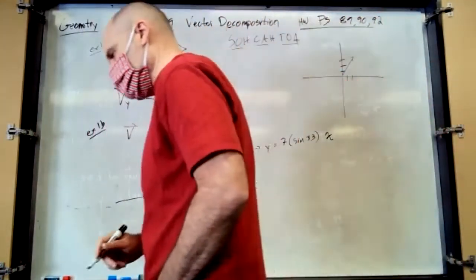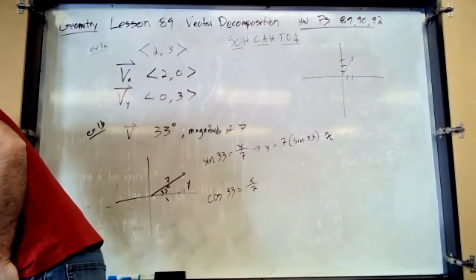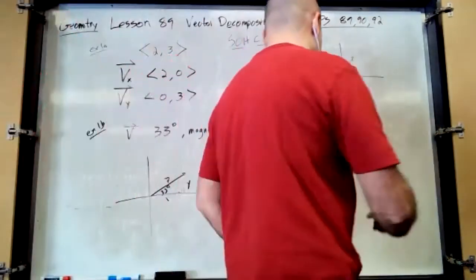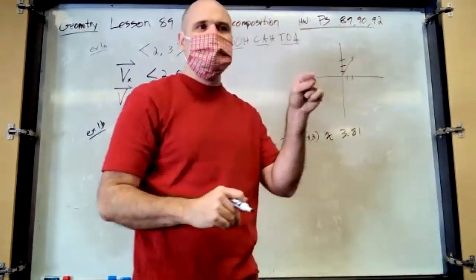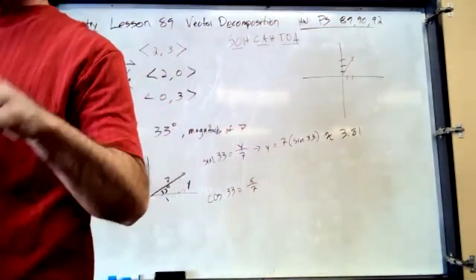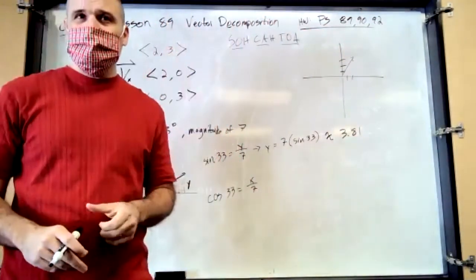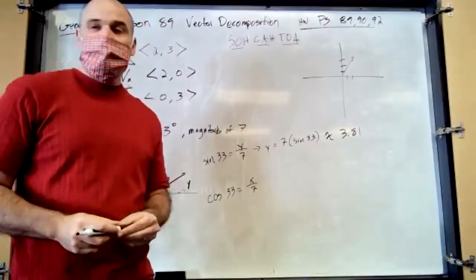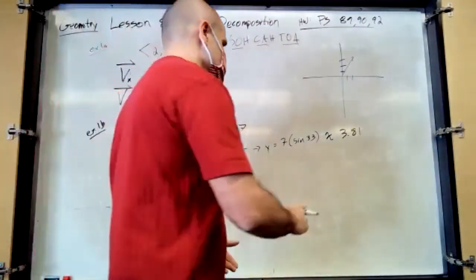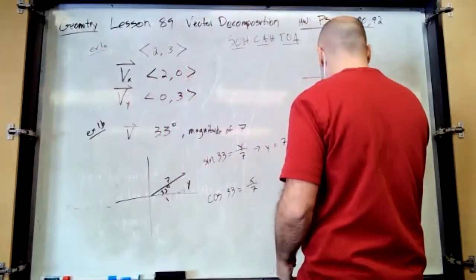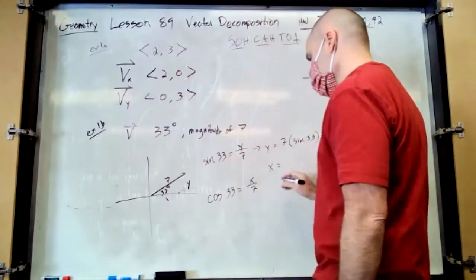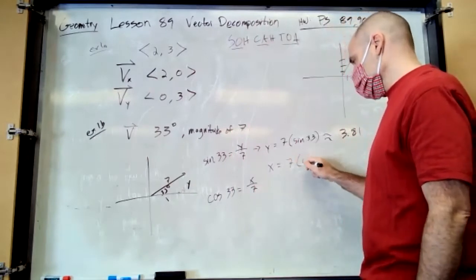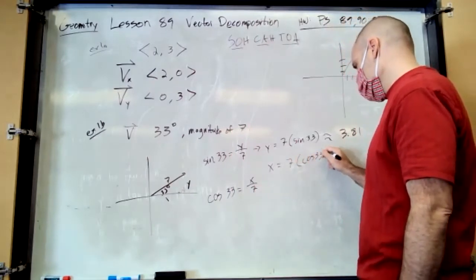No, that's not what I got. But here's what the book said, 3.81. Oh, it's sine of, yeah. Okay, so 33 sine. If you're doing it on an iPhone, you have to say 33 and then the sine button and then times 7. And you should get 3.81-ish. Okay, now x is going to be 7 times the cosine of 33.